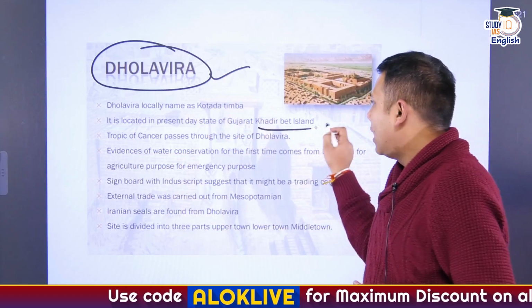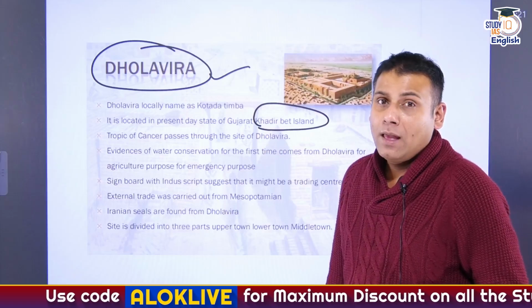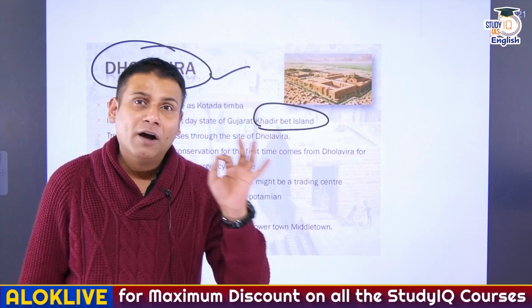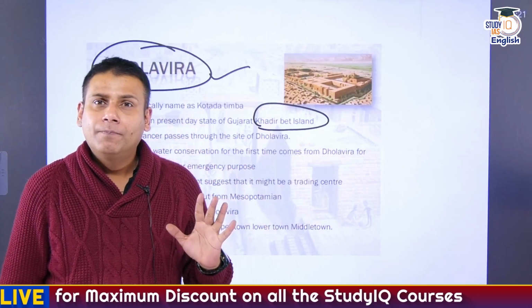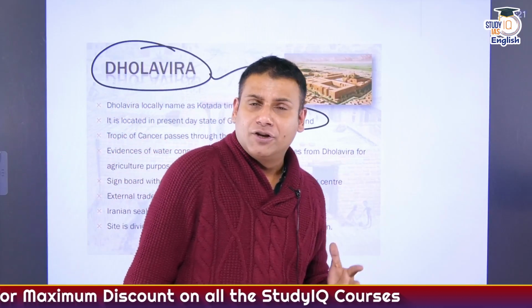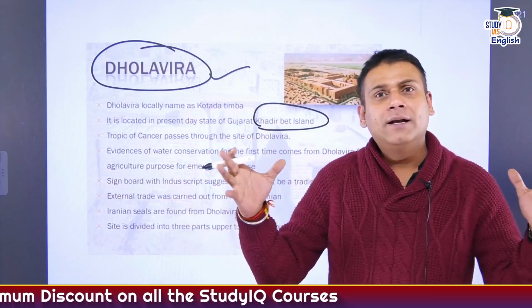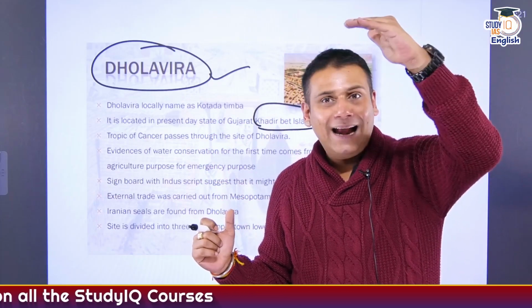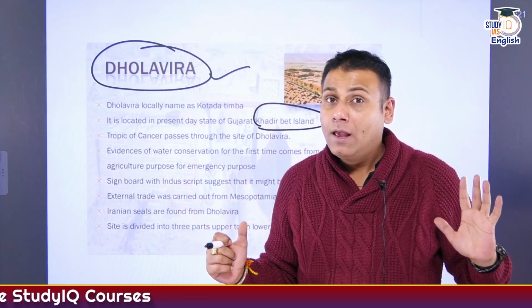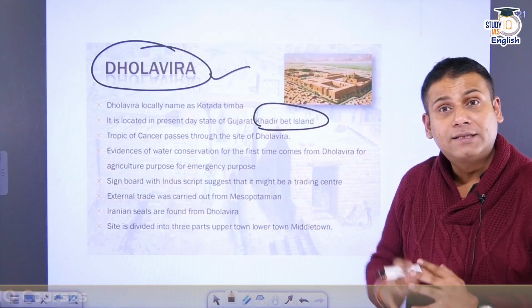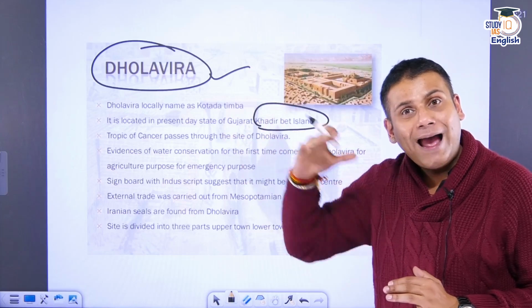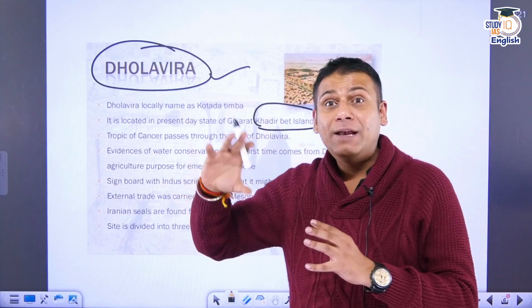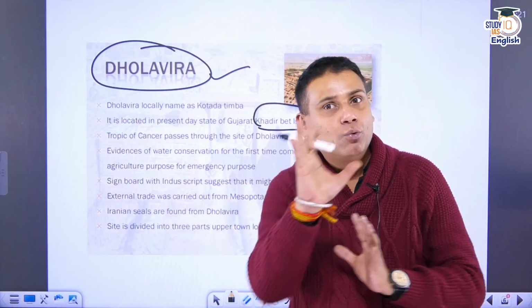It is located in Gujarat on Khadir Bet Island. It is believed that the Tropic of Cancer passes through the site of Dholavira. Very important fact. We had seen in the previous session that in general, an Indus Valley city is divided into 2 parts: the upper citadel and the lower citadel. Here, the city is divided into three parts: upper town, middle town, and lower town. Apart from this, one can observe a signboard, which simply signifies one thing.